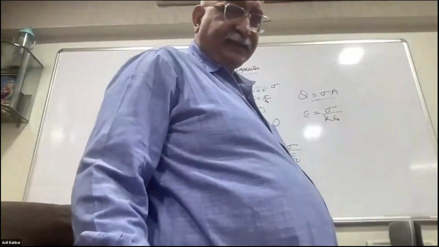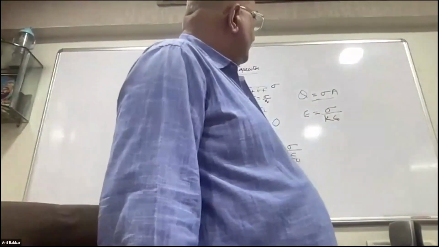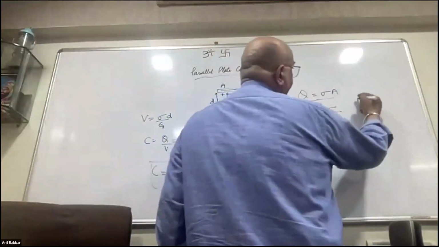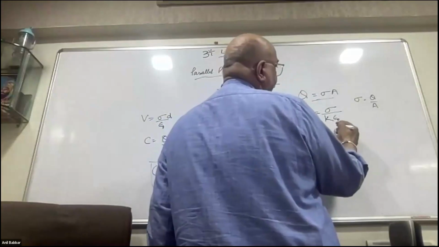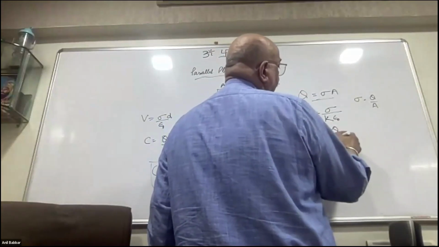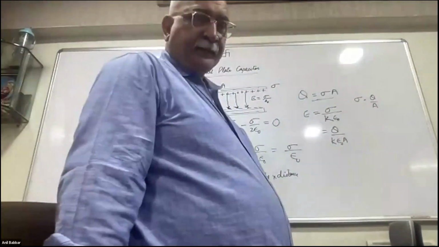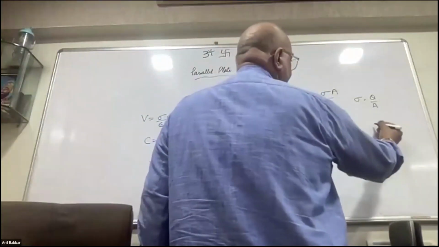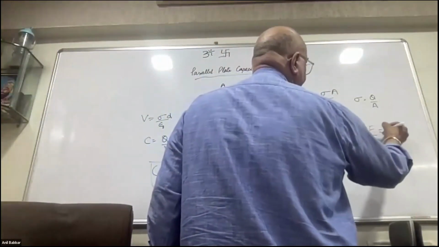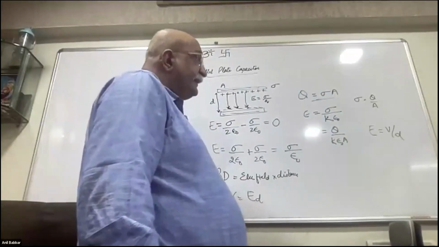Right, the charge on each plate is Q, and the area we have is A. So this sigma is Q by A. So the electric field can be written as Q upon K epsilon naught A, right? And we know E, this is V by D. As we have done here, the potential difference is equal to electric field into distance. V is equal to E D or E is equal to V by D.